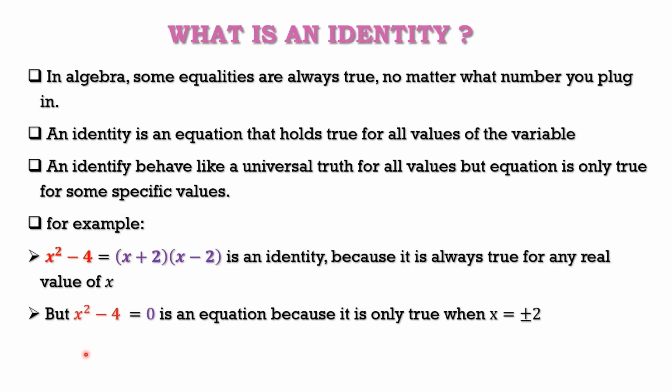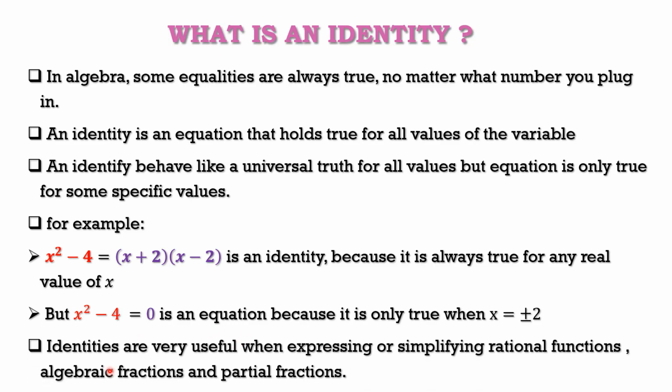Now look at the next example. We have x squared minus 4 being equal to 0. It's an equation, so this one is not an identity. Why? Because it is only true for some specific values of x, and these values are plus 2 and minus 2. So it is only plus 2 and minus 2 that will make the left hand side of the equation the same as the right hand side of the equation. So the whole concept about this expression is known as an equation.